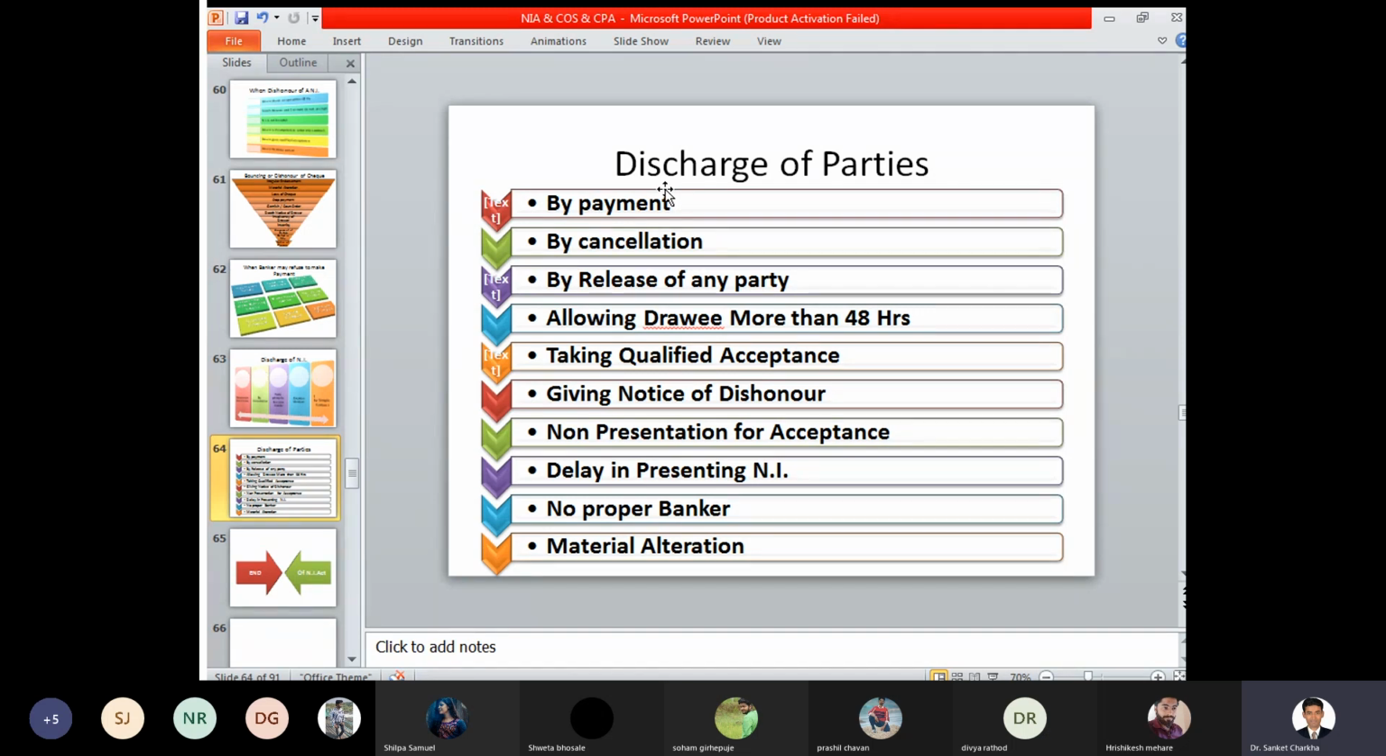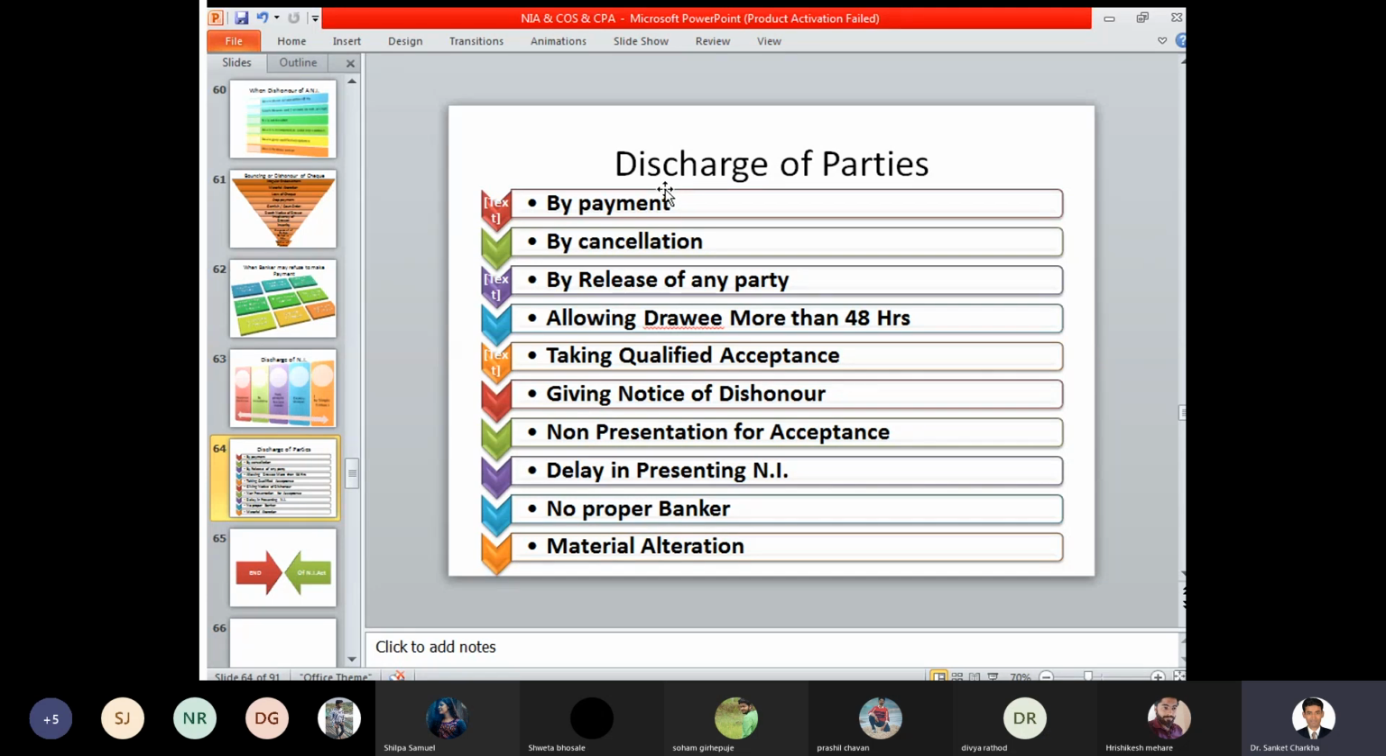Non-presentation for acceptance, that is, within the specific time period. For a promissory note or bill of exchange, we specifically mention a time, that is 3 months, 6 months, 1 year, 25 days, 40 days and so on. But in case of a check, it is specifically mentioned that the check has to be presented for payment within the duration of 3 months. So if the parties to the contract do not present the negotiable instrument within the specific time period, then the parties get discharged. Either the drawer, the drawee, the payee or the maker, every party to the contract gets discharged, and accordingly their liability comes to an end.